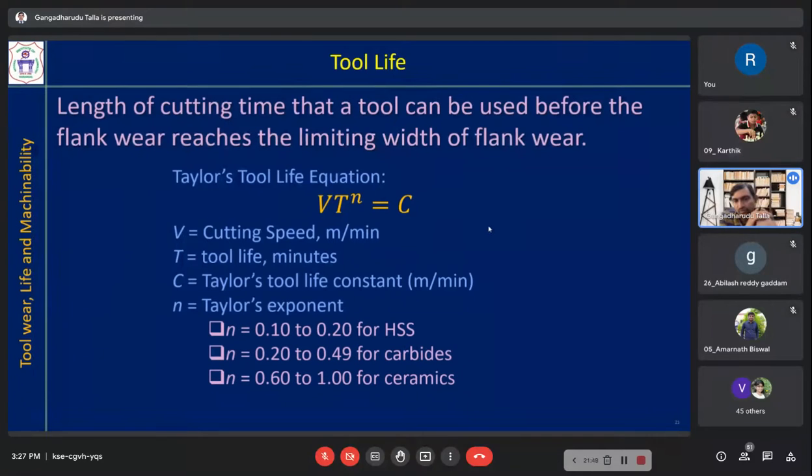Now these N values are like this for various tool materials. N is equal to 0.1 to 0.2 for HSS tool, and similarly 0.2 to 0.49 for carbide, 0.6 to 0.21 for ceramic tools. These are taken from the data books, but these values are determined experimentally.